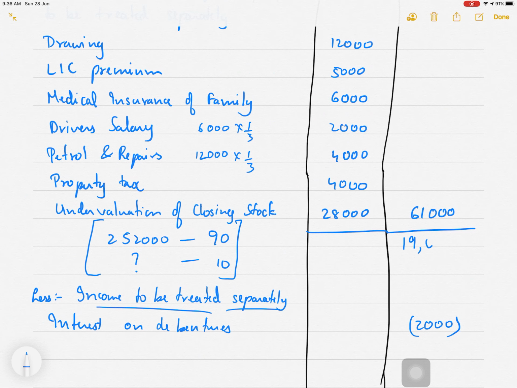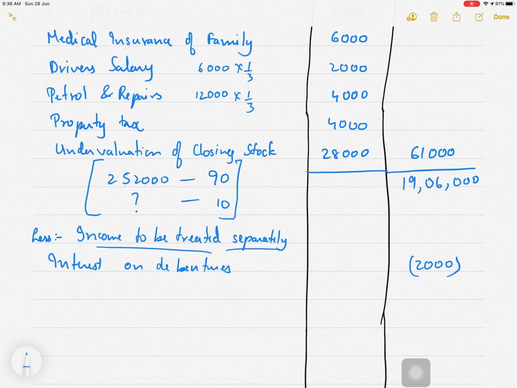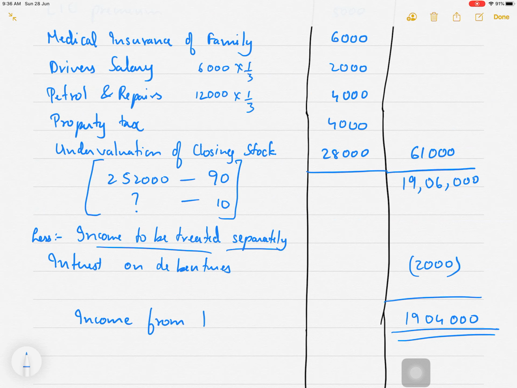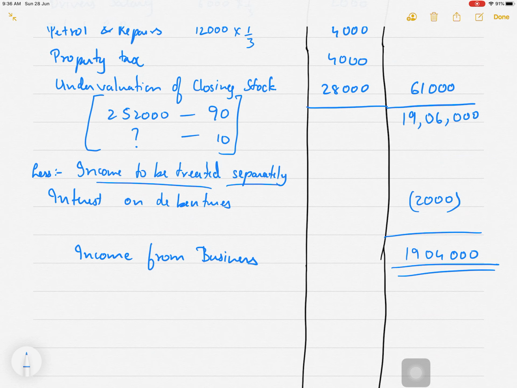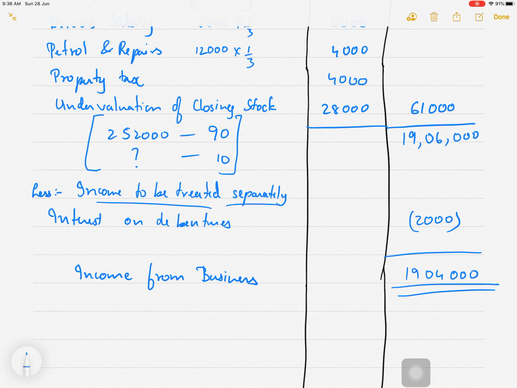18,45,000 plus 61,000. It comes to 19,06,000. 19,06,000 minus 2,000. 19,04,000. This is your income from business. Okay.